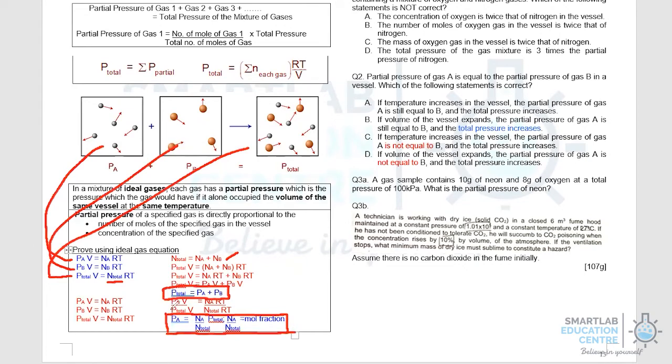All right, and your partial pressure could be calculated by using the mole fraction. In this case, the mole fraction of A, which is calculated by number of moles of A divided by the total number of moles of the gas molecules, multiplied by P total. So these are the two equations that are typically used for calculation of partial pressure.